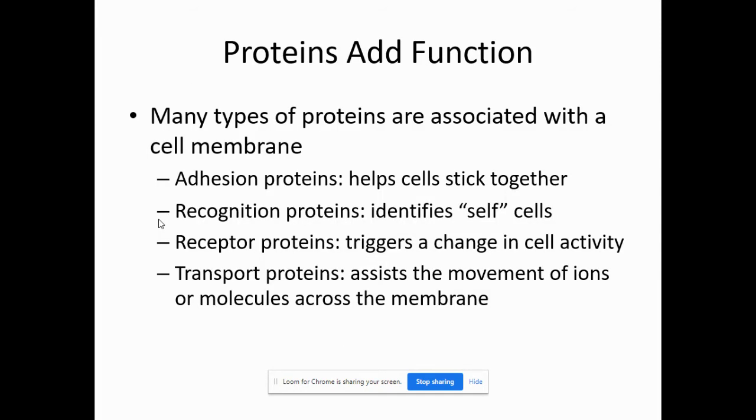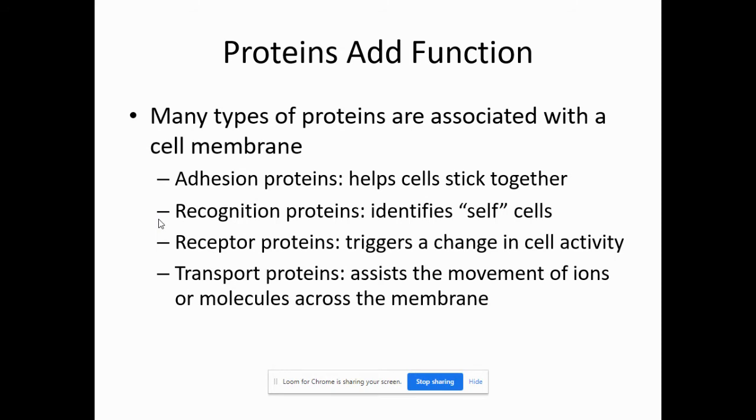And there are different types of proteins associated with the cell membrane that have different functions. You have adhesion proteins that help cells stick together. You have recognition proteins that will be on the outside of the cell, and they can help the body or other cells recognize cells that should be there, recognize the self. So these recognition proteins can help your other cells to recognize a cell within your body, like, hey, this is my cell, it should be here.